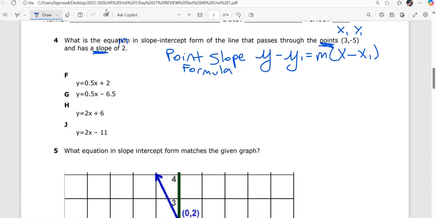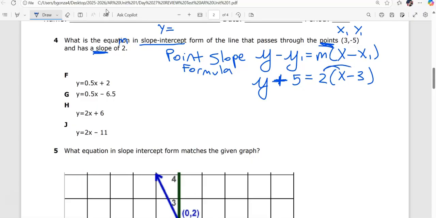So let's plug stuff in here. Y minus, every time, y1 is negative 5. Negative 5. Now remember, minus a negative can transform into a plus sign. M, we said the slope was 2. Parentheses, always x minus. And then my x value right here is 3. Now, this is not the way it is on the answer choices. So we have to solve for slope-intercept, which is y by itself, y equals.